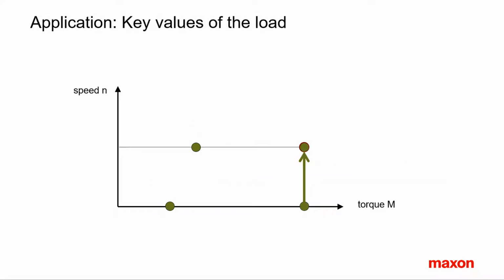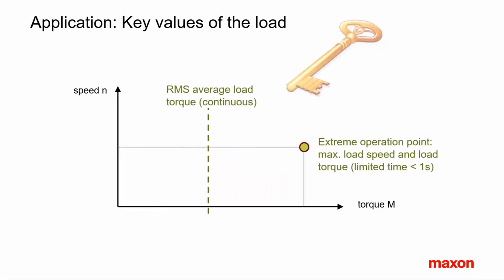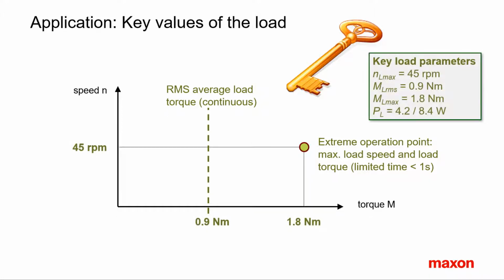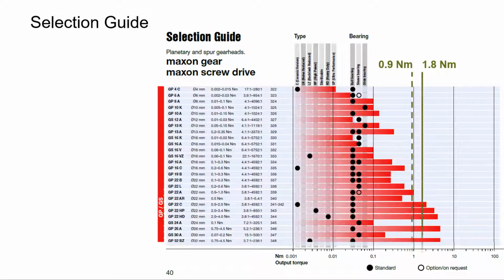Regarding torque, we condense all the operation points in a few key values: the average RMS load torque and the extreme operation point, usually at the end of the acceleration where the maximum load speed and maximum load torque occur. Let's take specific values as an example. We assume that we need 0.9 Nm continuous torque and 1.8 Nm maximum torque for a quick acceleration to 45 RPM. The selection guide in a catalog offers a good overview of the rated torque of maxon gearheads.